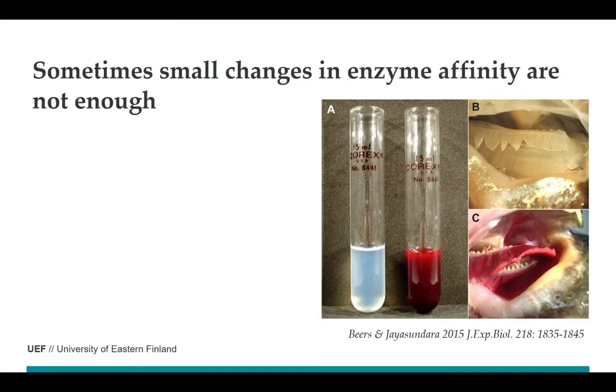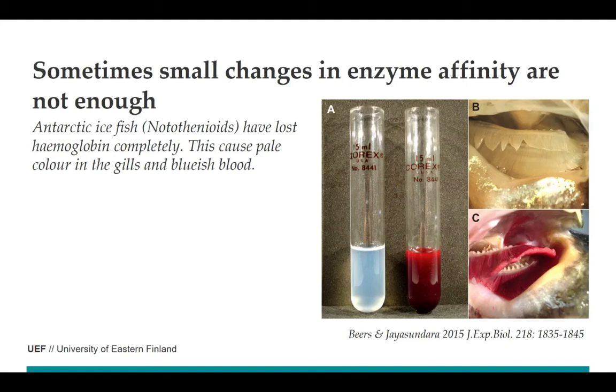And the reason why it's pale is that sometimes not only small changes in enzyme affinity are enough. In these two test tubes, there is blood. On the right-hand side, there is a regular blood sample, and on the left-hand side, there is a blood sample of this Antarctic ice fish. No red. When looking at the gills, you can see that they are also very pale. And the reason why it's so pale is that there is no hemoglobin.